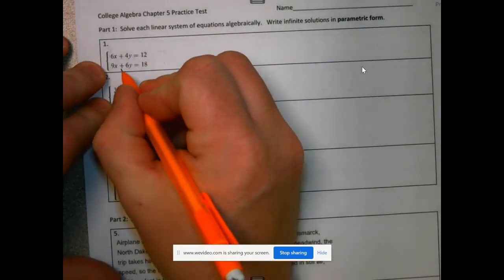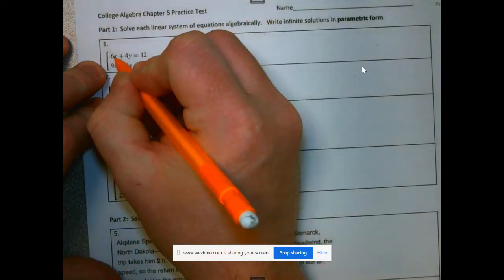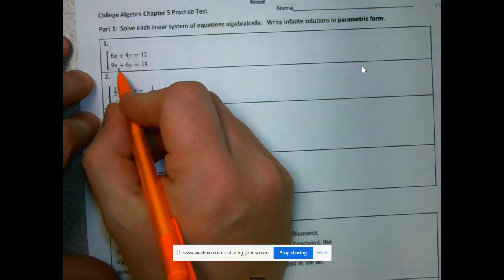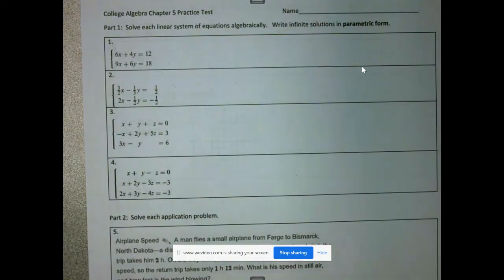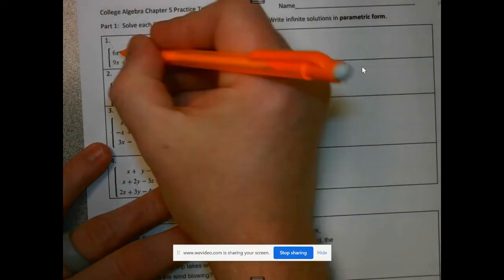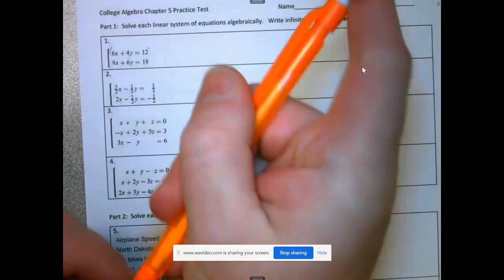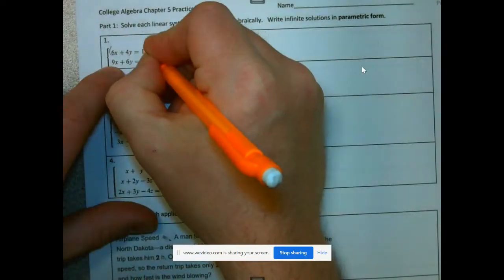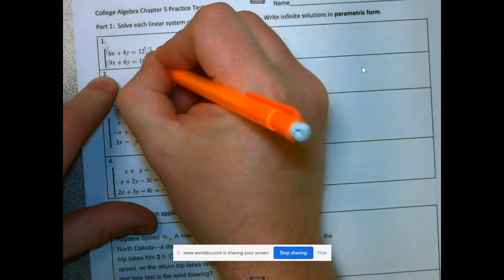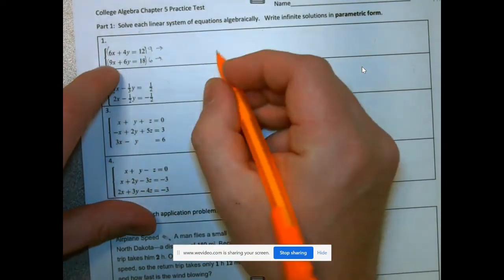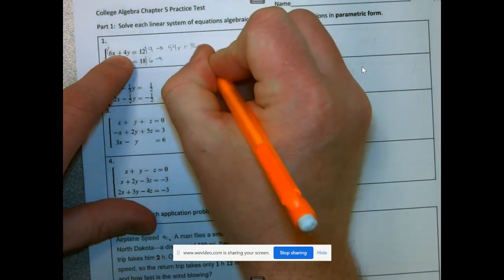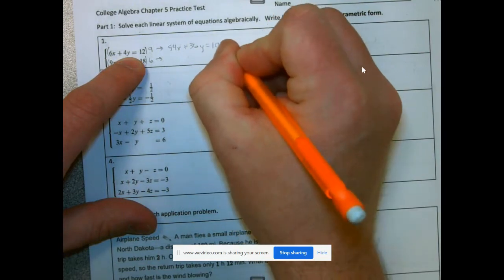Looking at number one, we notice that you've got different x's, different y's, different everything. You can divide, like if I want to take this one and divide it by 3 or multiply by a fraction, you can do all of that. But the easiest way here is just multiplying by each other. So if you want to cancel your x here, I'm going to multiply this one by 9, and I'm going to multiply this one by 6. If I take this one by 9, I get 54x plus 36y equals 108.